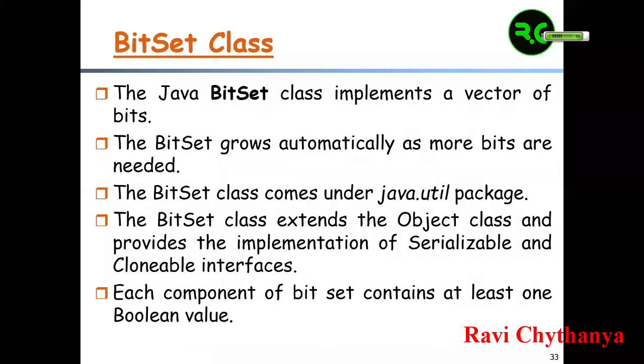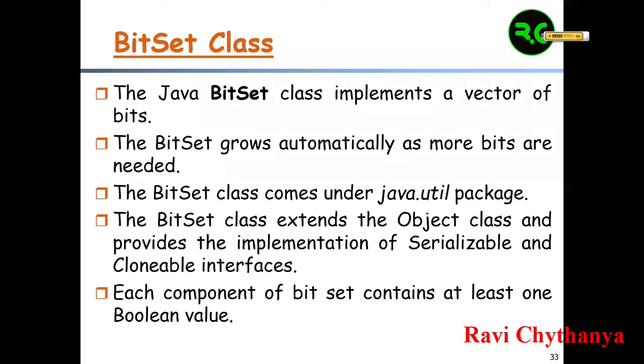Okay, so BitSet class. The BitSet class is a vector of bits. We have seen the vector class in the last class. So this is going to implement the vector of bits. The BitSet grows automatically as more bits are needed, so it is a dynamic vector. The BitSet class comes under java.util package. The BitSet class extends the object class and provides an implementation of serializable and cloneable interfaces. Why? Because it is going to be cloned.